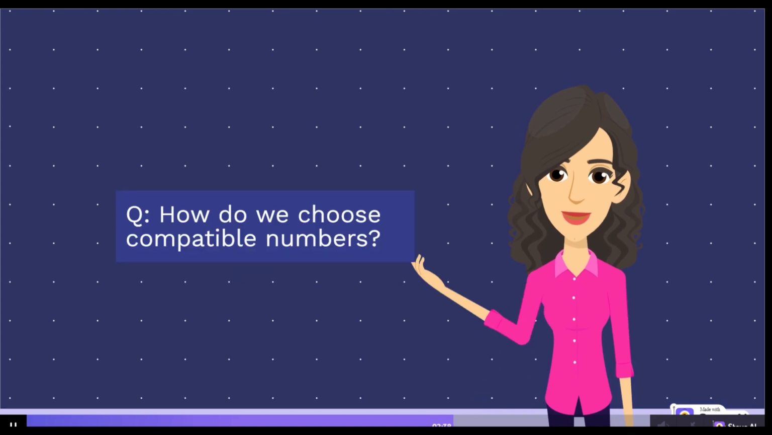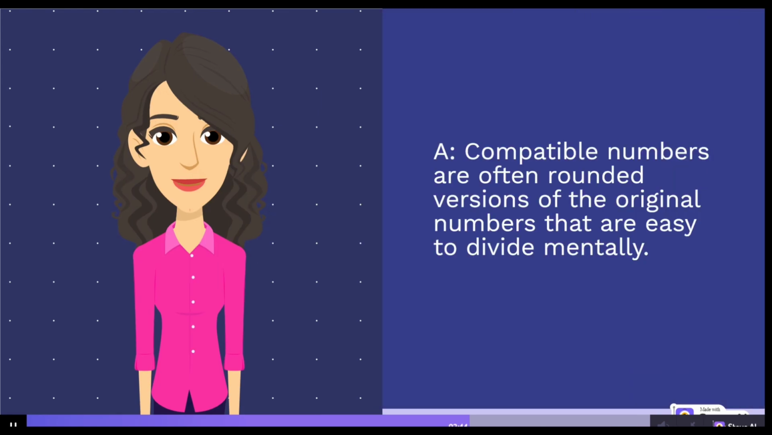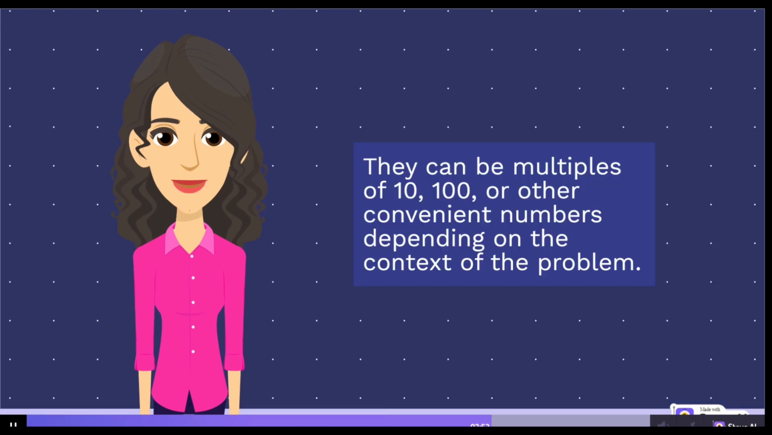Q. How do we choose compatible numbers? A. Compatible numbers are often rounded versions of the original numbers that are easy to divide mentally. They can be multiples of 10, 100, or other convenient numbers depending on the context of the problem.